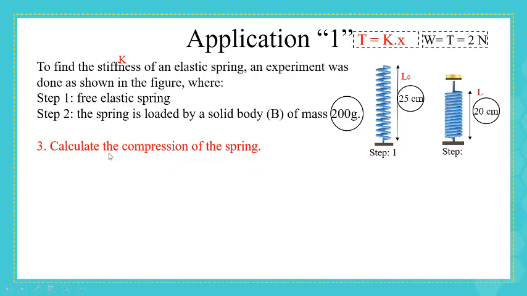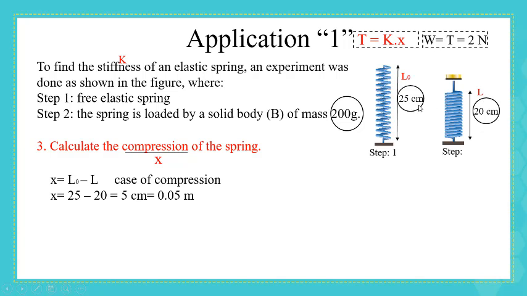Number 3, calculate the compression of the spring. The compression of the spring means X. In case of compression, X is equal to L0 minus L. Then it is equal to 25 centimeter minus 20 centimeter, that is 5 centimeter, divided by 100, it's 0.05 meter.